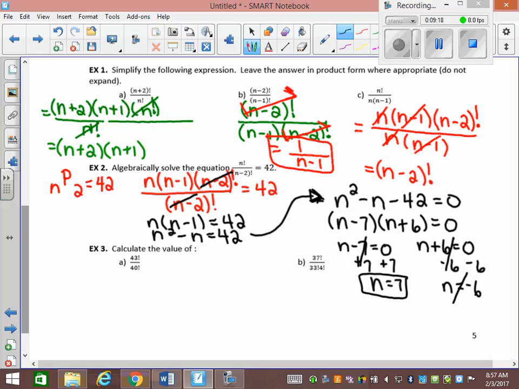Now I put a slash through n equals negative 6. So I'm telling you that n can't equal negative 6. Why can't it? Think about your answer has to actually work in the question, correct?